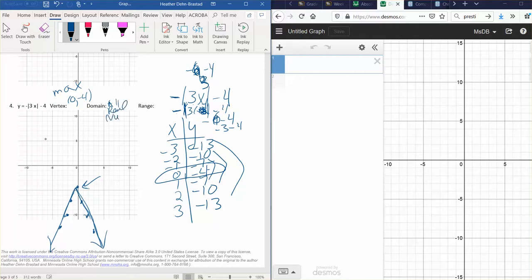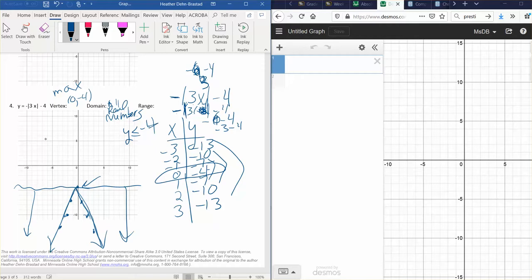Now look at the range. My y values are always less than my maximum of 0, -4. So my range is that y is always less than or equal, in this case, because they're always down here. They're always below this line. So y is less than or equal to -4.